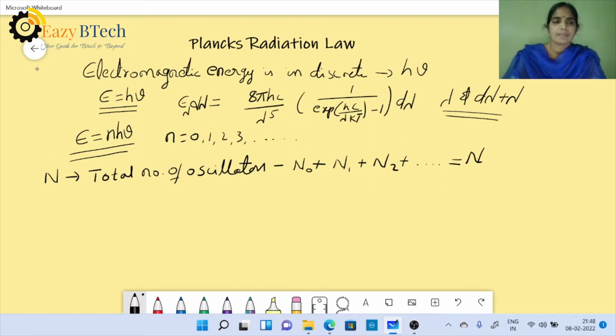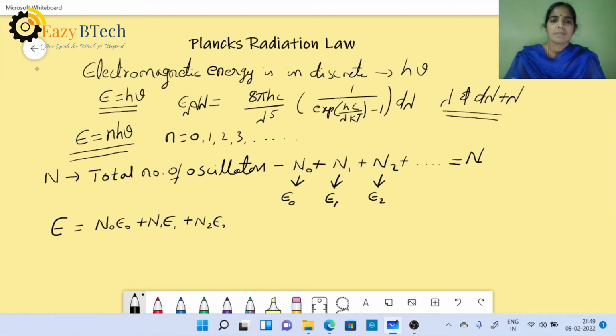Now suppose N naught oscillators are there, they are carrying energy of E naught. N1 oscillators are carrying energy E1. These oscillators are carrying energy E2. So then what will happen for my total energy? It will be the summation of N naught E naught plus N1 E1 plus N2 E2, N3 E3, and so on. So capital E, the total energy, is given as N naught E naught plus N1 E1 plus N2 E2 plus so on. I can take up to Nr Er.